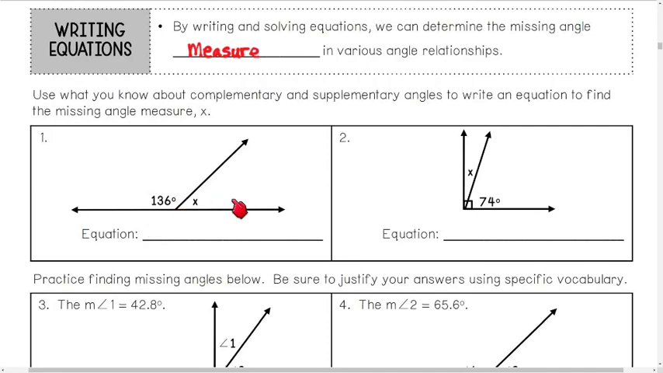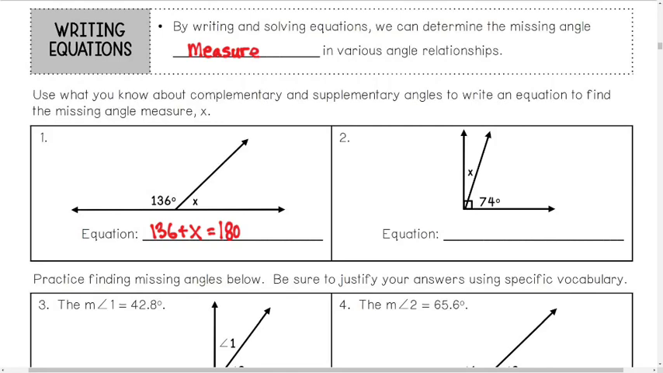So on this one, is it complementary or supplementary? Well, it adds up to 180 degrees, so it has to be supplementary, which means we would take our first angle, 136, and add it to our second angle. So we'd say 136 plus x, and that is equal to 180 because it is supplementary.